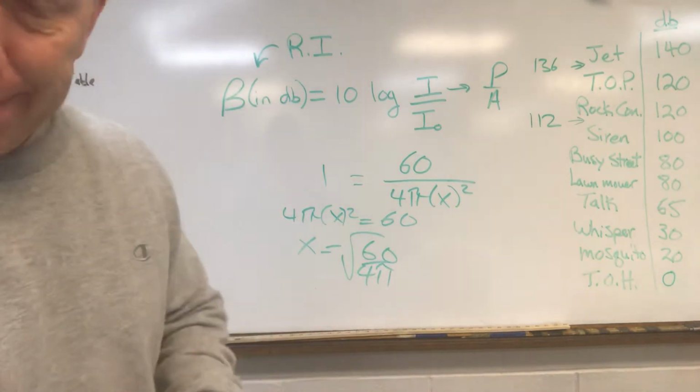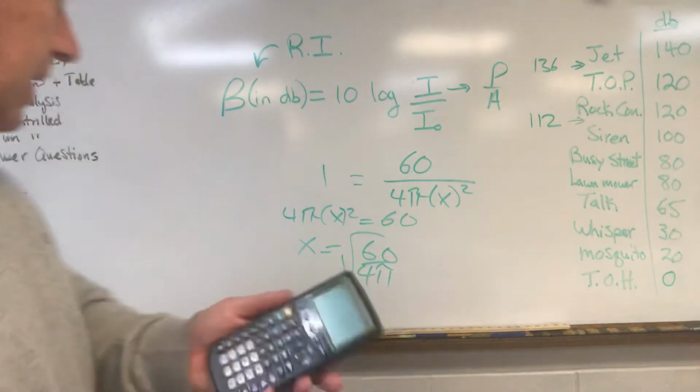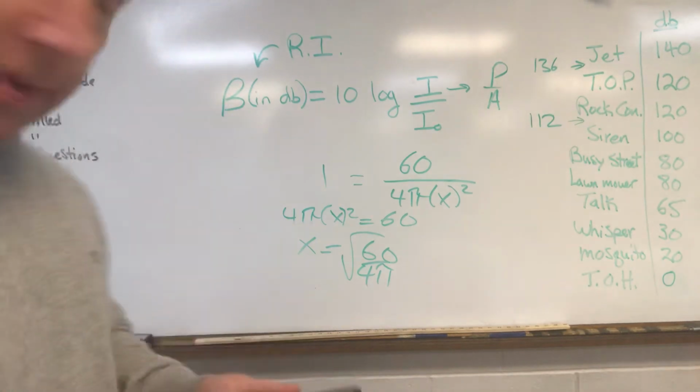So 60 divided by 4 pi. I'm going kind of quick here. I'll rewind it if you have to. Remember, I'm going to run out of time here. My video's going to stop. So I get this done.